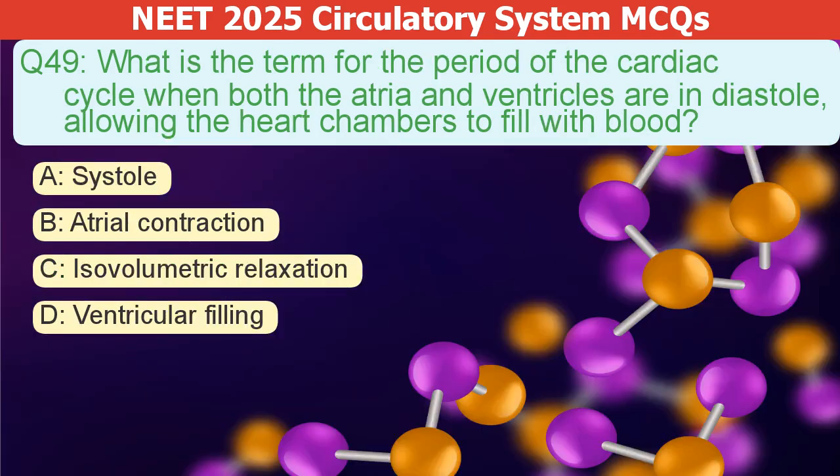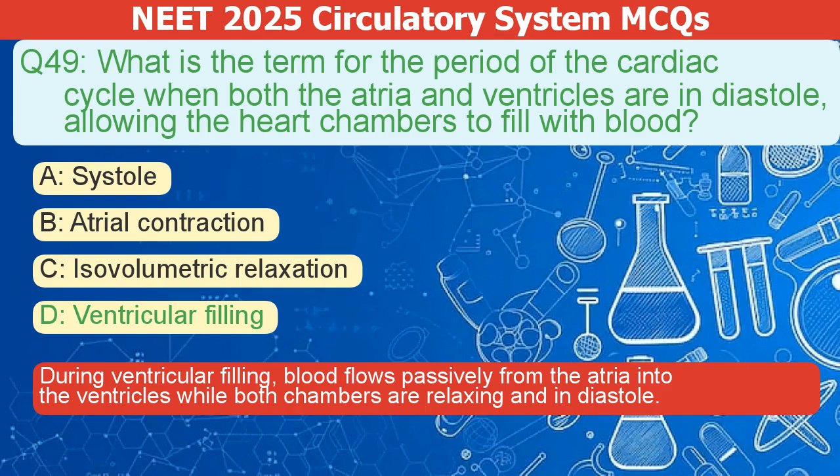What's the term for the heart's resting phase, when both atria and ventricles are relaxed and filling with blood? A. Systole. B. Atrial contraction. C. Isovolumetric relaxation. D. Ventricular filling. The correct answer is D. During ventricular filling, blood flows passively from the atria into the ventricles while both chambers are relaxing and in diastole.